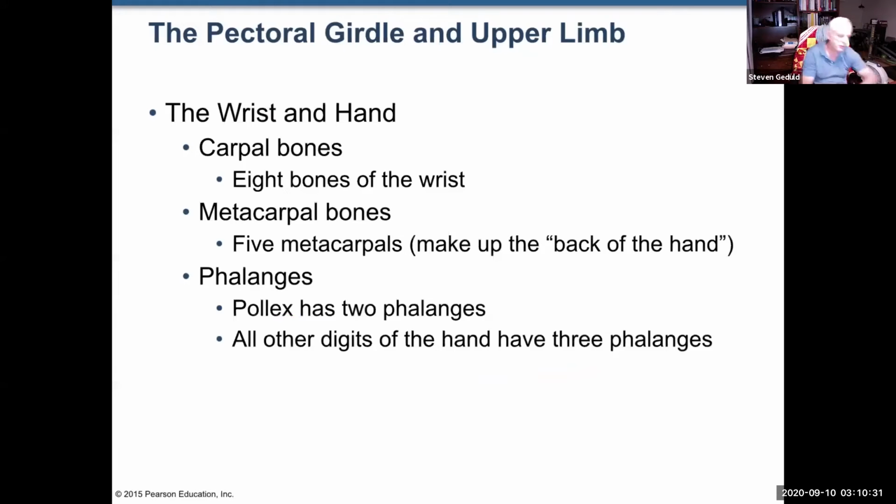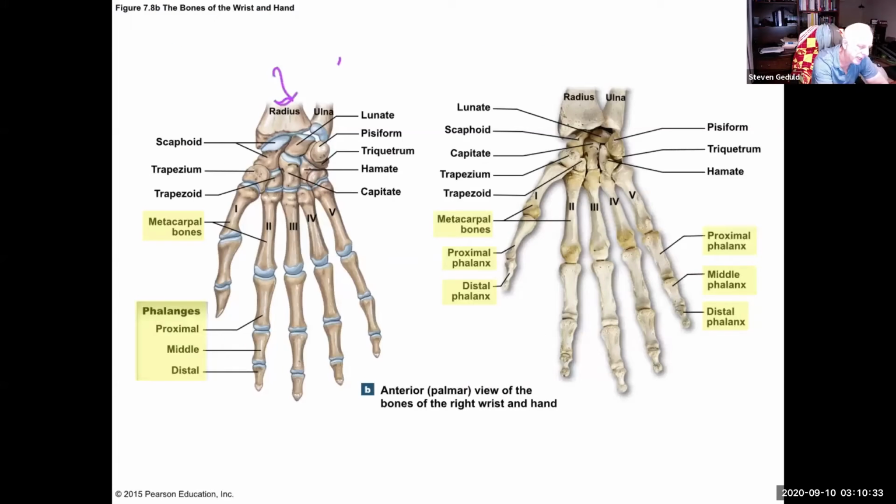Okay, so here's your radius and your ulna coming down. And these are the bones that make up your wrist. Those are the carpal bones. Okay, the bones that make up your hand are 1 through 5. These are your metacarpal bones. Okay, then all the other digits are made up of phalanges.